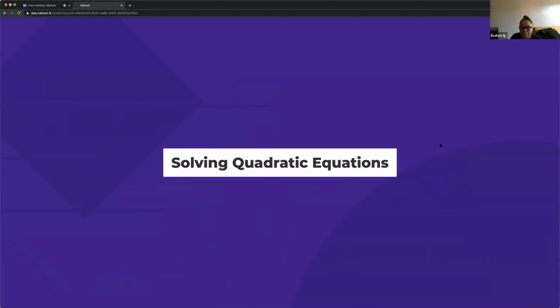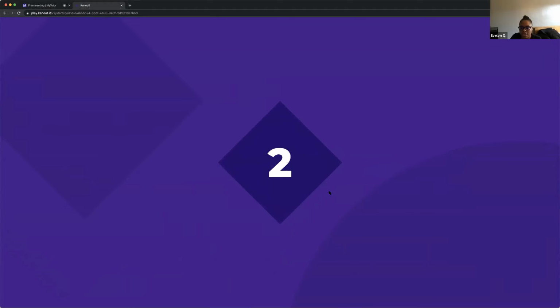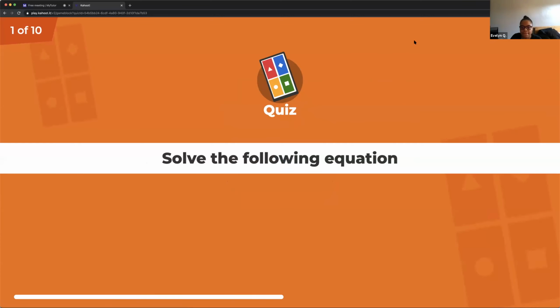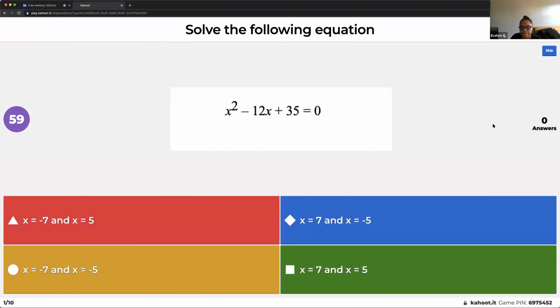Right, solving quadratic equations. Right, have a go at solving this equation. So this is a standard quadratic equation to solve. You can solve by factorising.